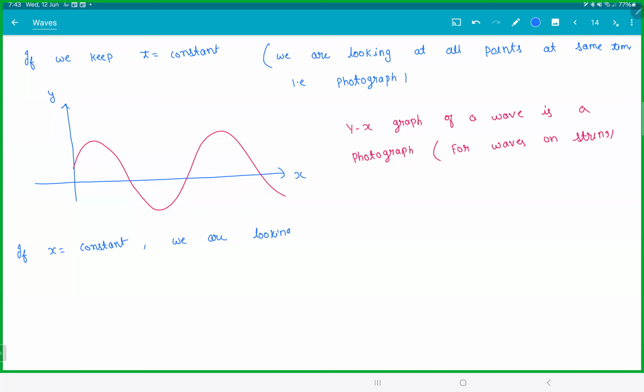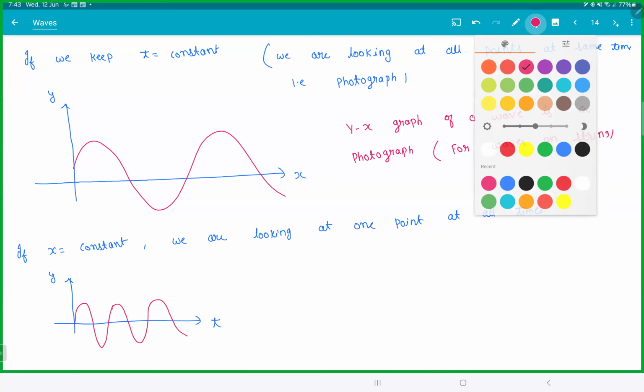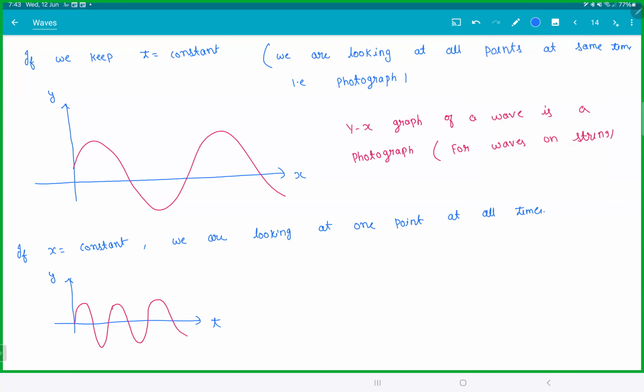So be careful. If you're drawing a y-t graph, you're actually drawing the oscillations of one point. We are looking at one point at all times. So a y-t graph is kind of like SHM only. You're just looking at one particle. So be careful. Even though the graphs would look the same, their meaning is completely different. A y-x graph and y-t graph will mean quite different things. I hope this is clear. Clear?